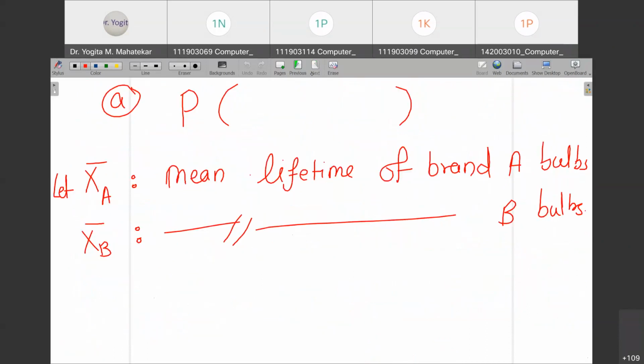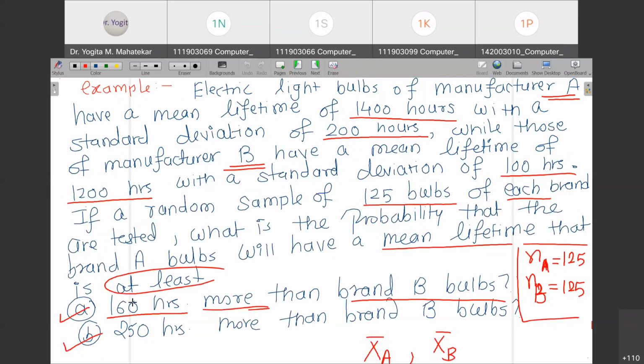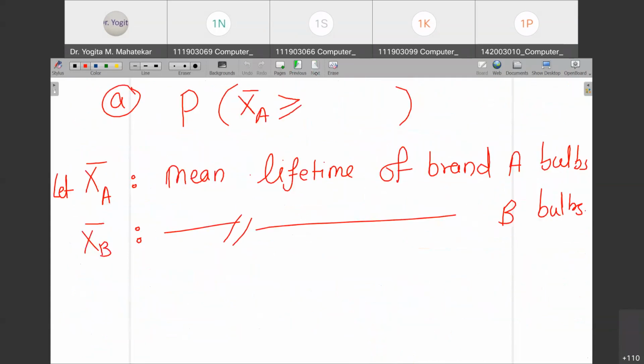So how will you express that in probability language? Probability of XA bar minus XB bar greater than or equal to... Or can I say that XA bar, the mean lifetime of brand A bulb, should be at least, meaning greater or equal. Am I right? At least, no? Brand A bulb will have its mean lifetime; I have denoted it by XA bar. So XA bar should be greater than or equal to what? XB bar plus 160. It has to be at least 160 more than the second brand's mean lifetime.